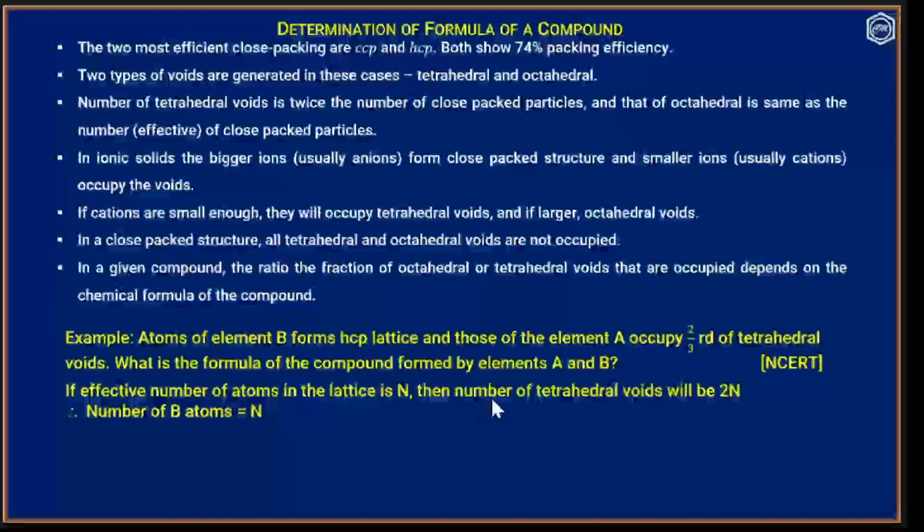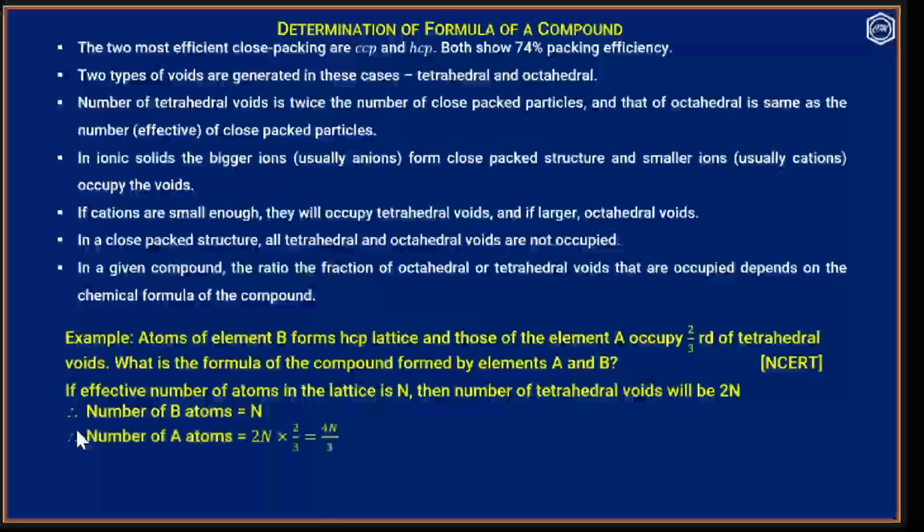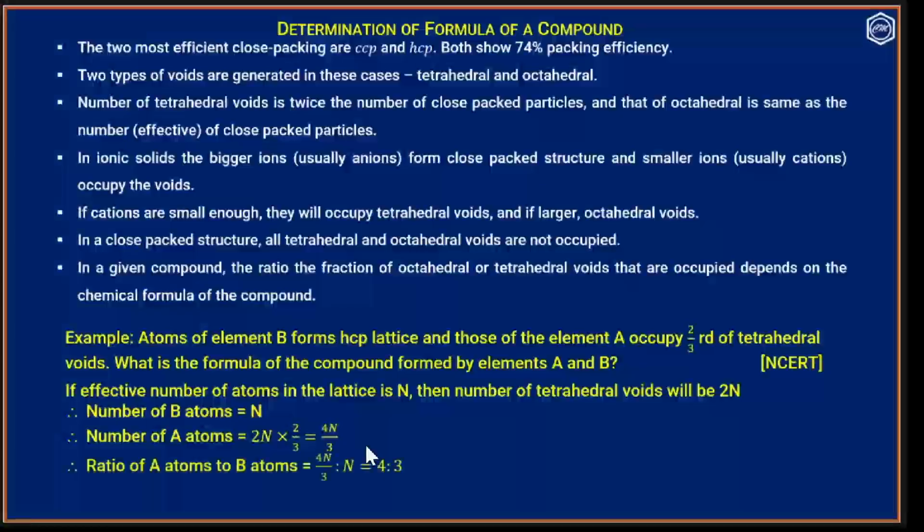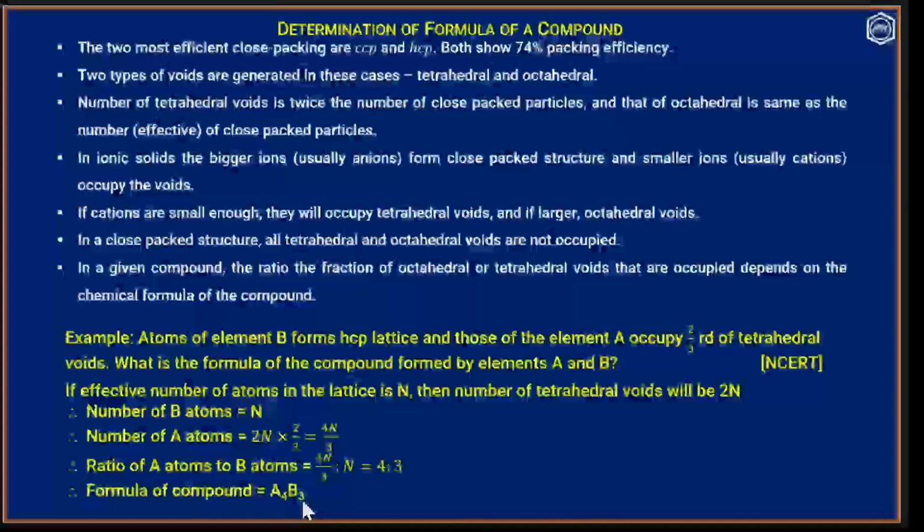Now, the tetrahedral voids will be 2n, and out of that only 2/3 is occupied. So the number of A atoms will be 2n into 2 by 3, that is 4n by 3. So the ratio of A atoms to B atoms is 4n by 3 is to n, or 4 is to 3. So therefore the formula is A4B3.